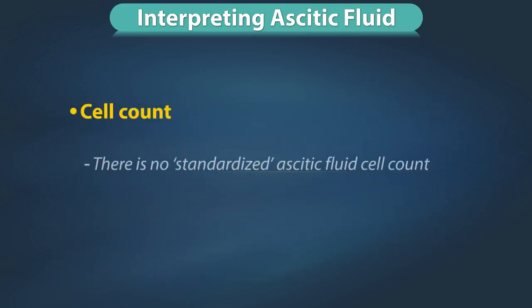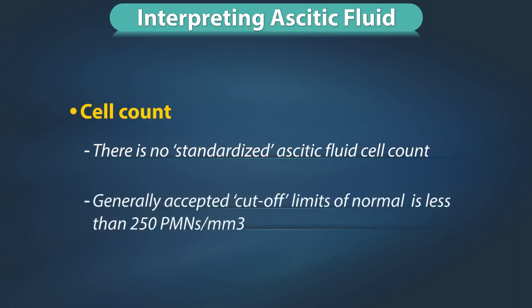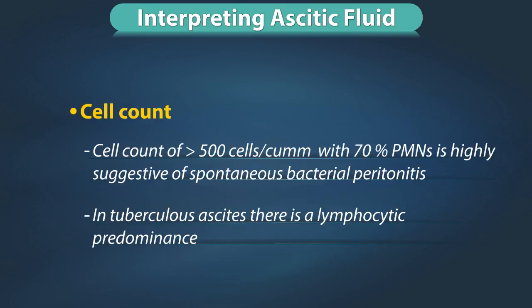Cell count. There is no standardized ascitic fluid cell count. Generally accepted cutoff limit of normal is less than 250 leukocytes per cubic millimeter. Cell count of more than 500 cells per cubic millimeter with 70% polymorphs is highly suggestive of spontaneous bacterial peritonitis, whereas in tuberculous ascites there is a lymphocytic predominance.